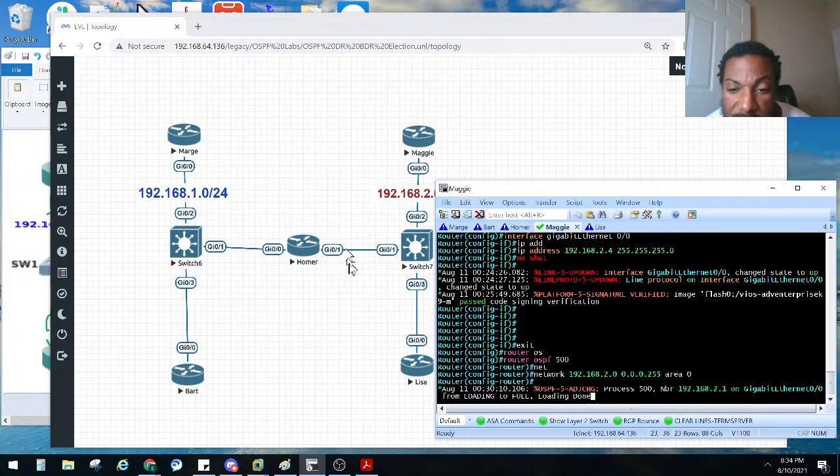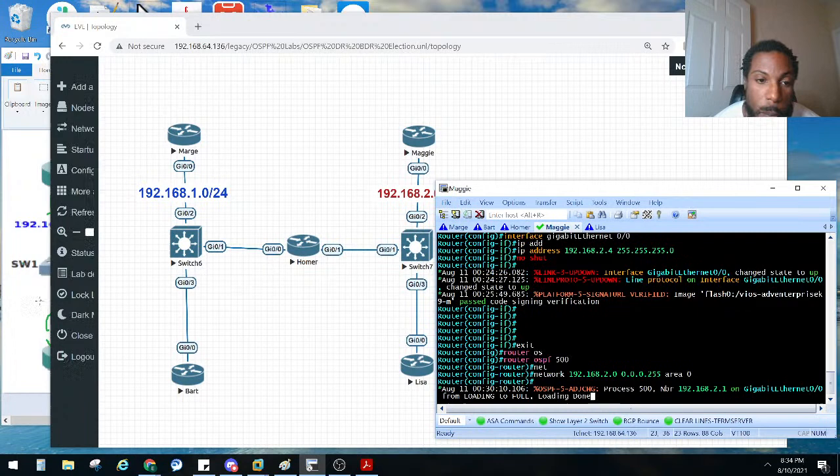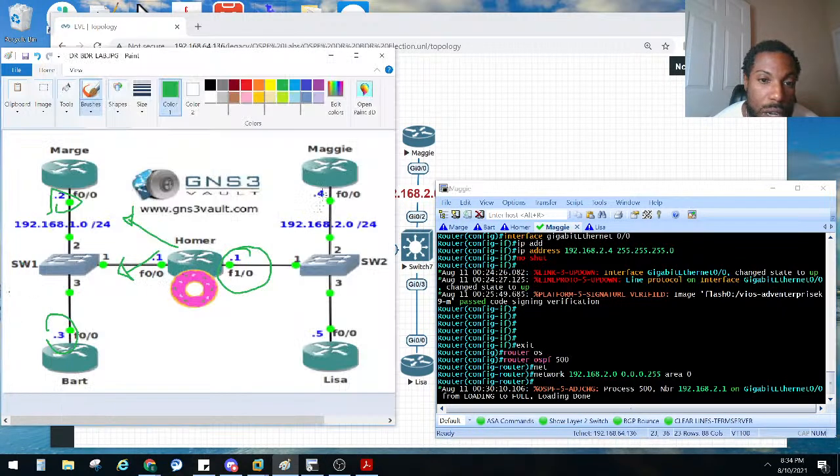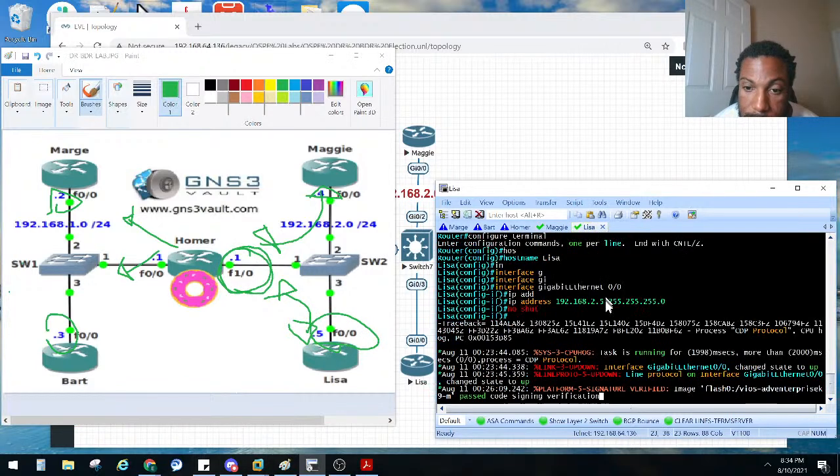I don't see them becoming neighbors yet. There they go right there. See? Just my computer's slow. So Marge and Homer are now neighbors. Right? So now we've got to do Lisa and Homer, make them become neighbors. We already made that interface specific. That one's already participating in OSPF. So now we've got to do this guy right here. So Lisa, where's Lisa? Lisa's right here.